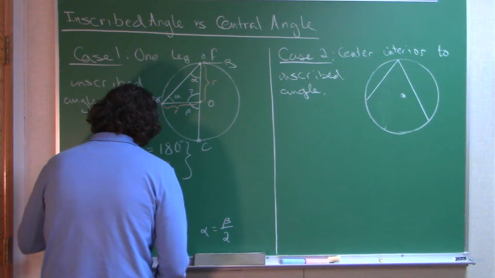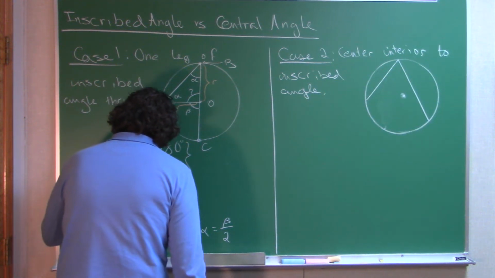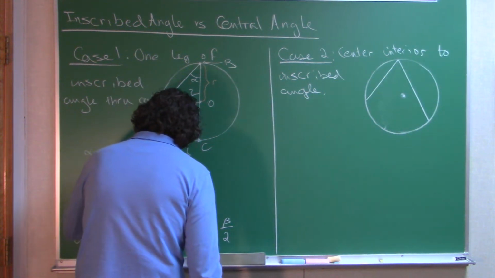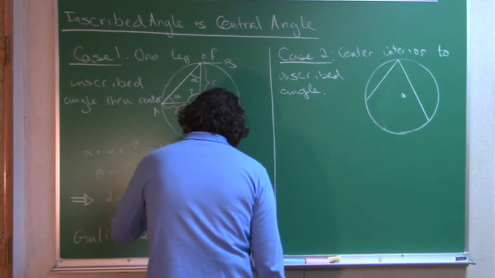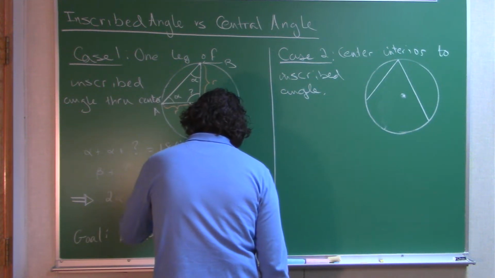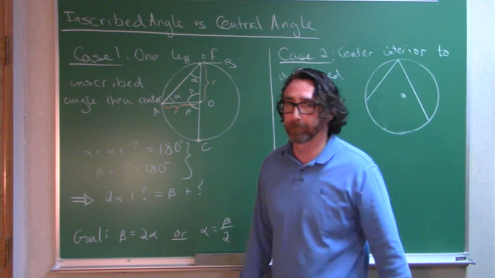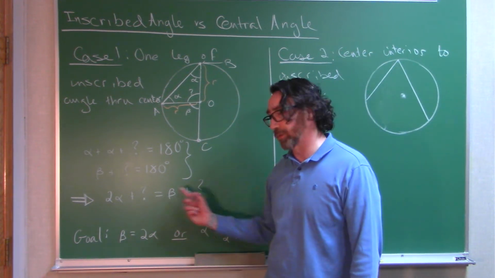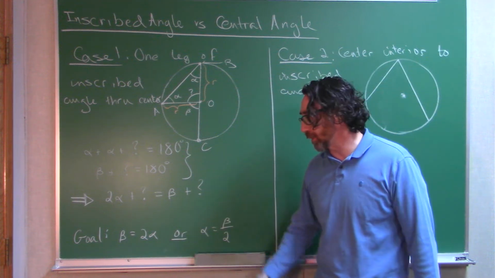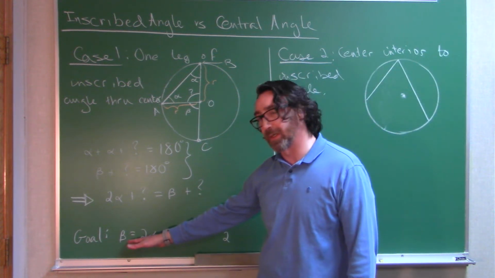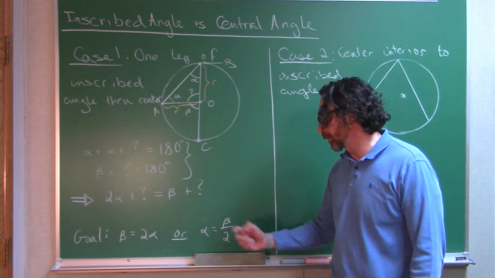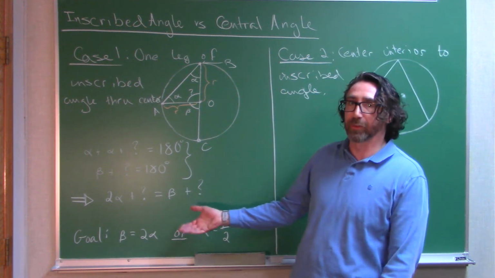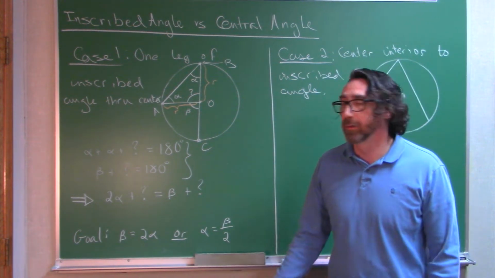So 2 alpha plus our unknown angle has equal measure to beta plus our unknown angle. All right, so what we can do is subtract off the measure of the unknown angle and see that beta does equal 2 alpha, or equivalently, alpha is equal to beta over 2. All right?